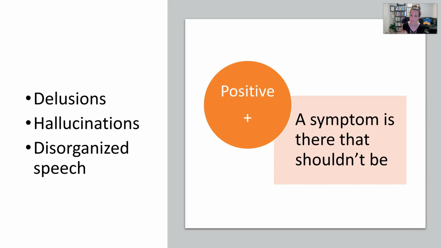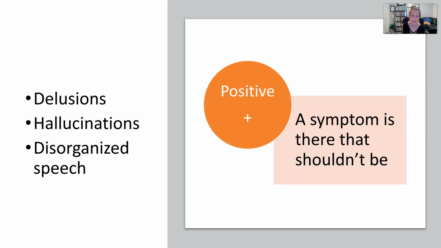So examples with schizophrenia specifically, again, thinking of positive like plus. Positive means you're adding something and that there's a symptom present that you wouldn't expect in the general population, while negative means that there's something missing. So positive examples would be delusions, hallucinations, or disorganized speech. I'm going to go through these briefly just to show how they're positive symptoms.